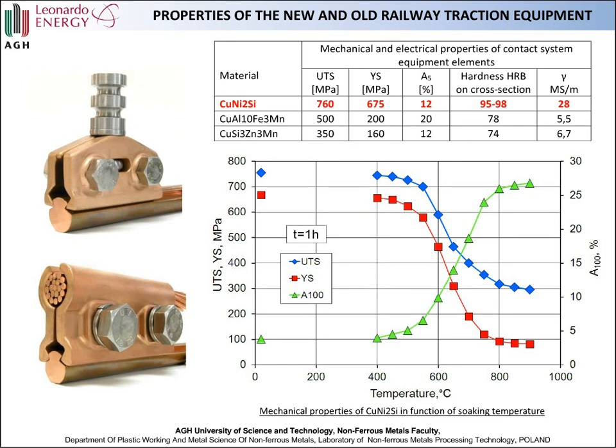So this material is both electrically and mechanically better than traditionally used material, and nowadays most of the new lines and most of the modernized lines use copper with nickel and tin alloys as mandatory for higher speeds of the train.